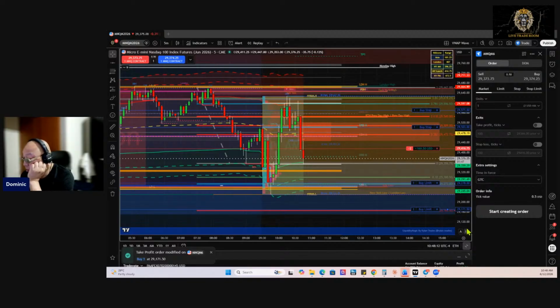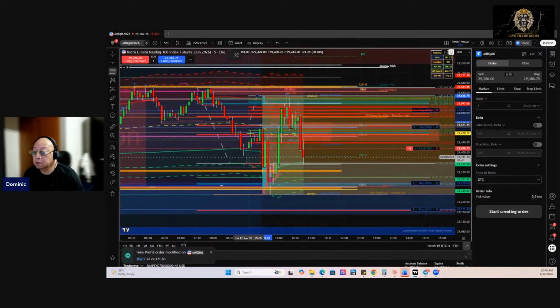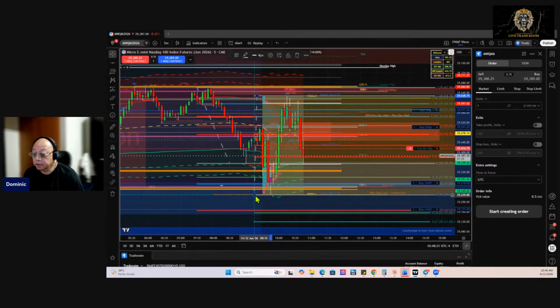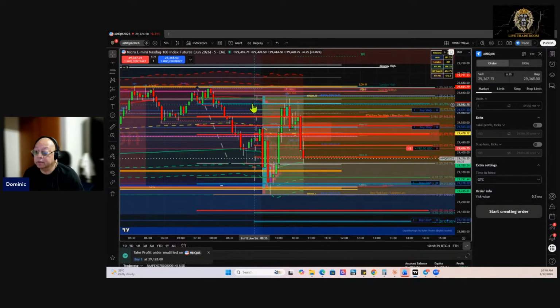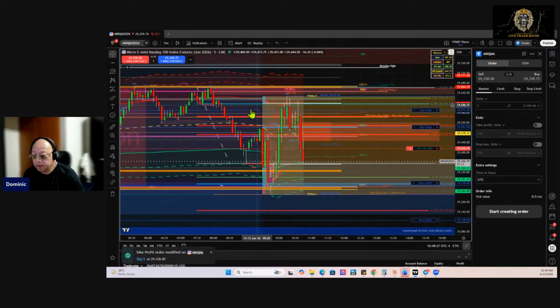Okay, we got the ORB, I mean, the IB. So here, if this is going to test that bottom down there, right here, so this is going to be the target here. Okay. Where's my other? Okay, I'm going to leave it there. This one.